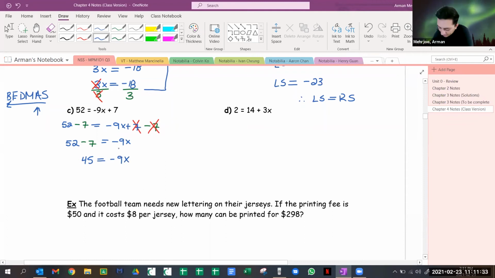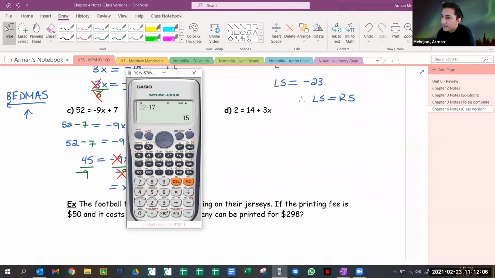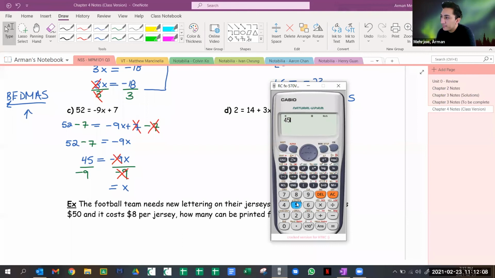And I can keep going on with BEDMAS. I see I have some multiplication going on. So this negative 9 is multiplying with this x. I have to do the opposite operation and divide both sides by negative 9. This negative 9 and this negative 9 will cancel off. And I'll be left with x equals 45 divided by negative 9. We can actually punch that in to see what that is. 45 divided by negative 9. And it's negative 5.